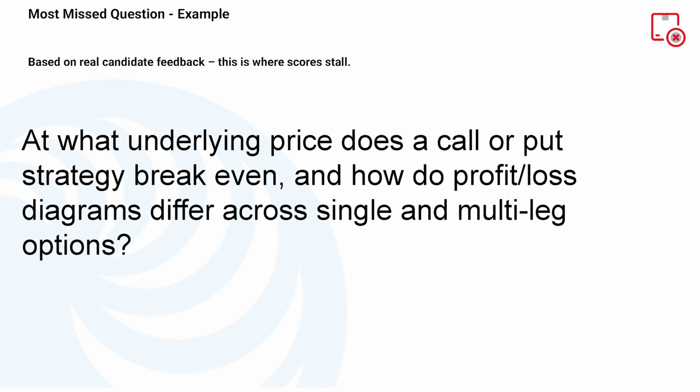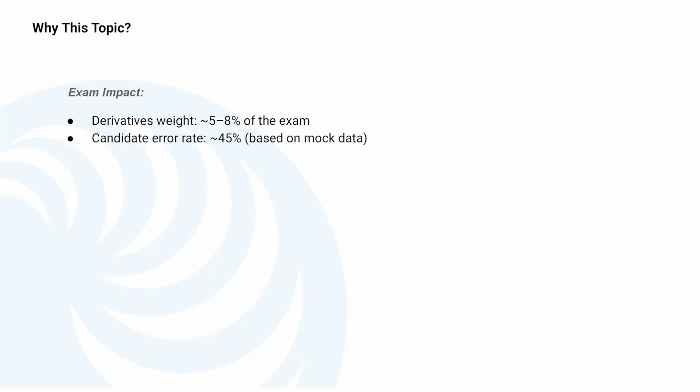Before we dive into that question and take a deeper look at options and related strategies, let's first address why this topic and why this deep dive. Well, the derivatives portion of the exam is meaningful, and you'll likely see multiple variations of options on exam day. The candidate error rate's a little under 50%, so if you can aim to achieve a score well above 70%, then you should be in good shape on exam day.